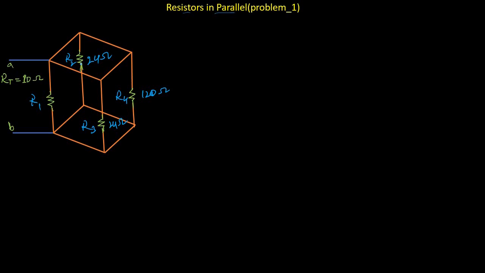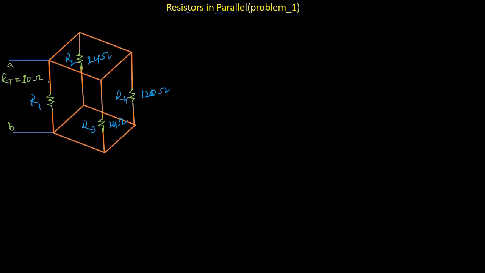The resistance value of our second resistor is 24 ohm, the resistance value of our third resistor is 24 ohm, and the resistance value of our fourth resistor is 120 ohms. The total resistance, or equivalent resistance, of these resistors is given to us, which is 10 ohms. We are asked to find out the resistance value of the first resistor.